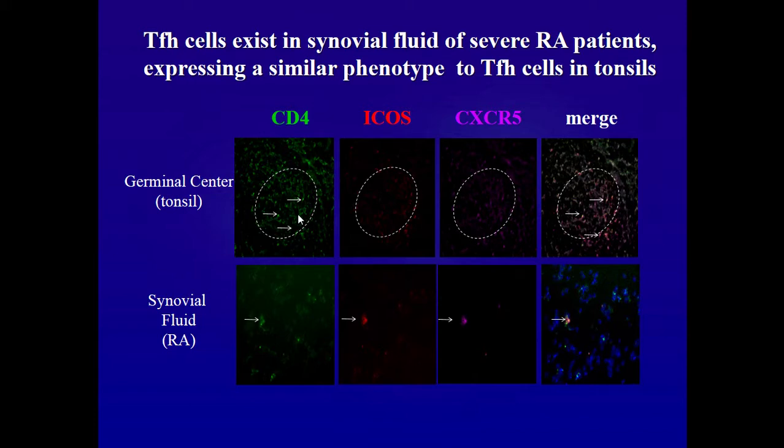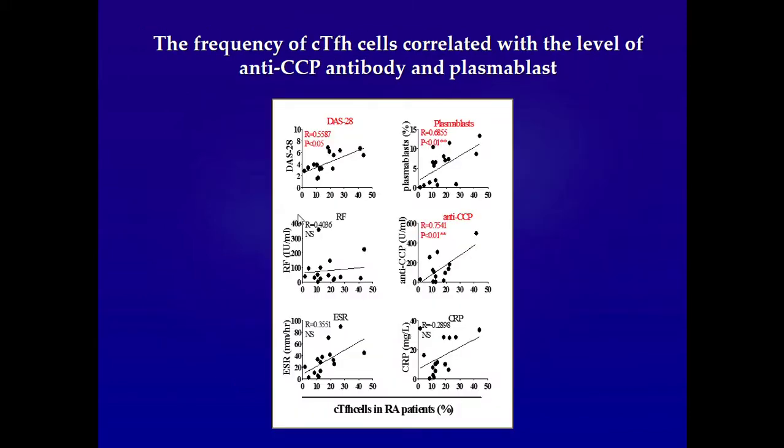And then we check the frequency of the circulating T follicular helper cell, how they relate to the disease severity and the autoantibody production. The red one is the close correlation. So the T follicular helper cell percentage correlated with the CD28, plasma blast, and also anti-CCP, which is a specific autoantibody for rheumatoid arthritis. But it is not related to the RF, the ESR and the CRP, the bottom two, which are most relevant to the inflammation.